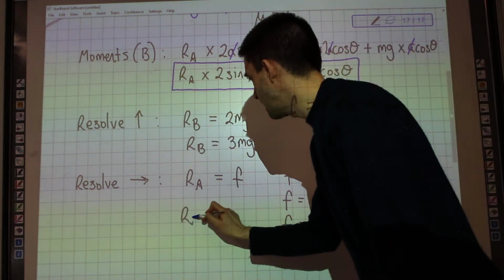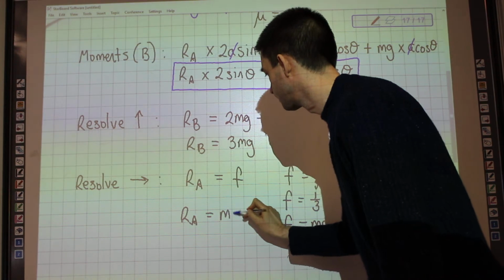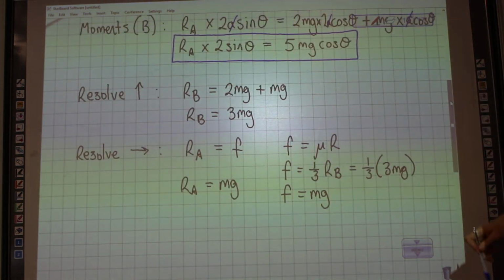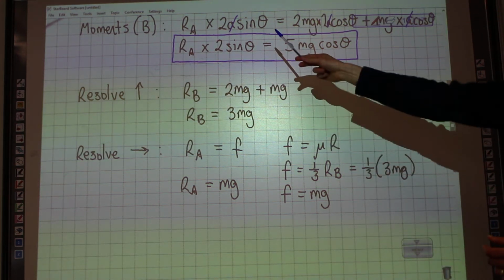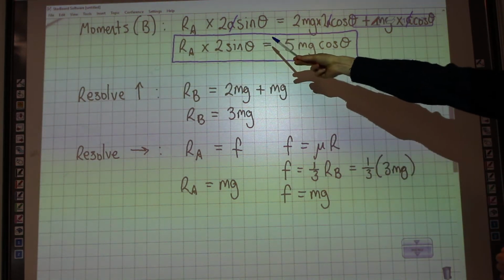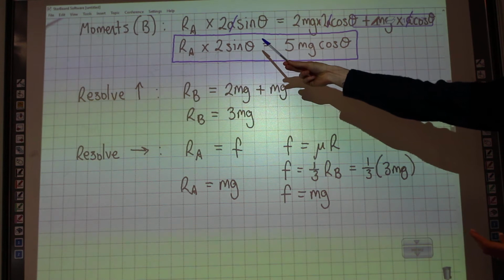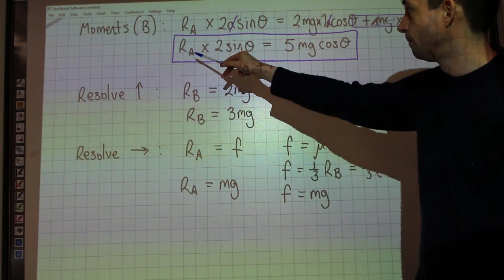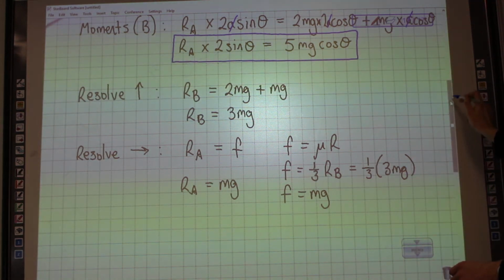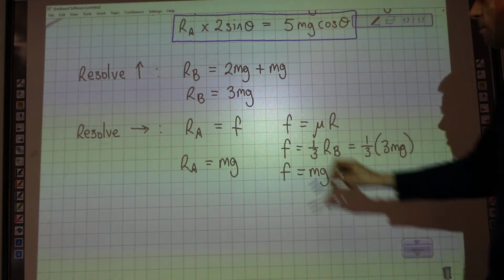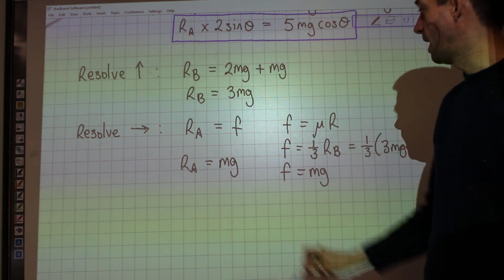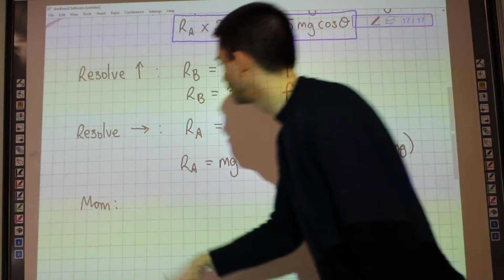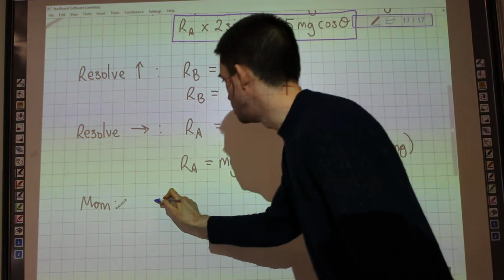So the reaction at A then is mg. Now if I refer back to this equation here that I boxed that I said would be useful later, I now know that the reaction at A is mg, so what I'm going to do with this moments equation is replace the reaction at A with mg. So going back to my moments equation, reaction at A is now mg.